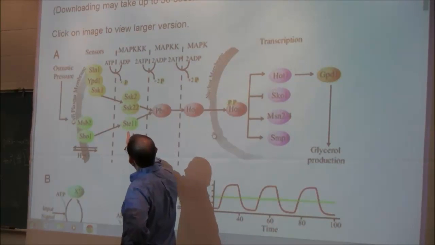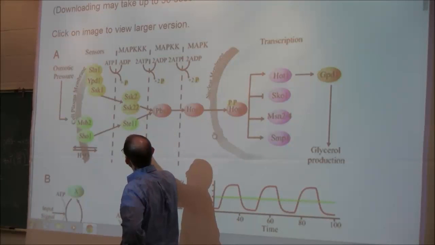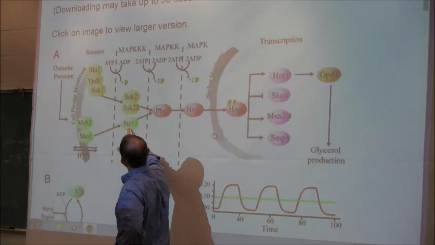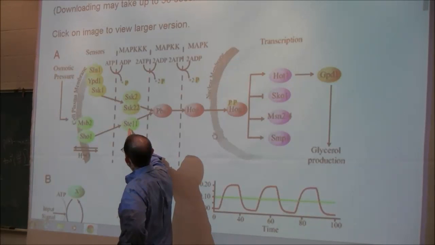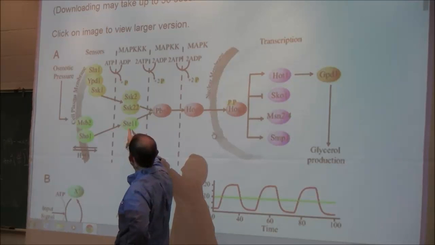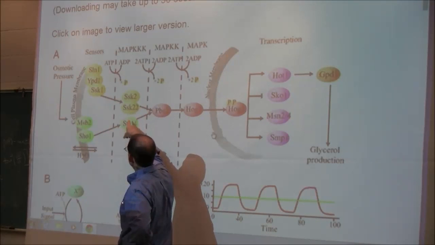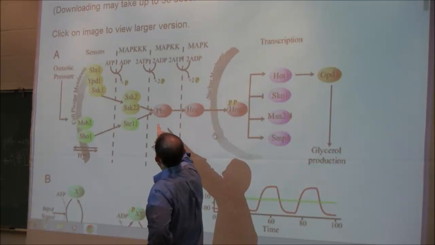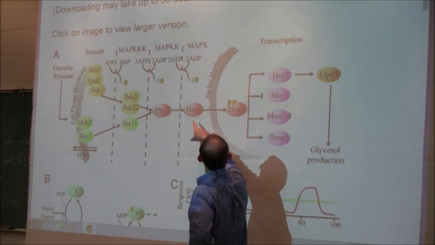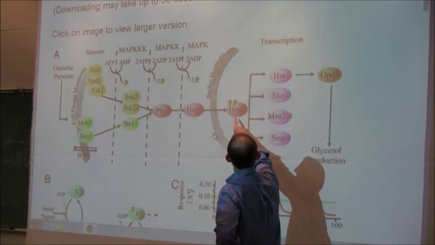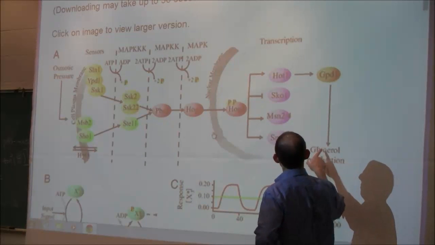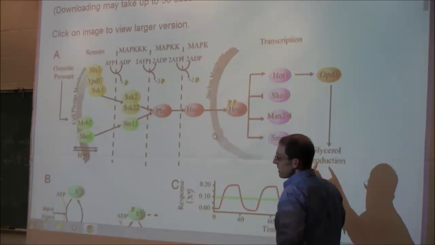So there's a series of 3 different events where the receptor phosphorylates one of these MAP kinases to tell it should go from the inactive to the active state. And then once this MAP kinase is active, it activates the next one, and then the next one. And phosphorylation lets this protein go into the nucleus, and that results in glycerol production.